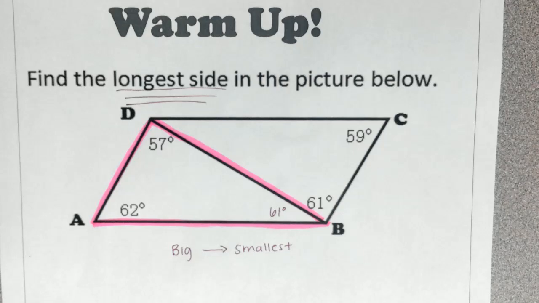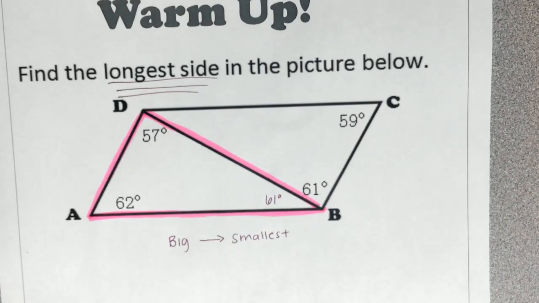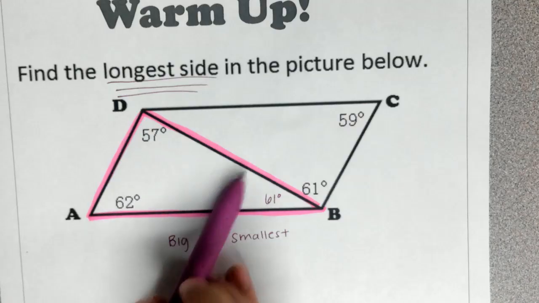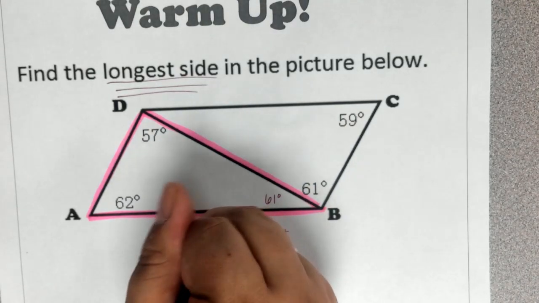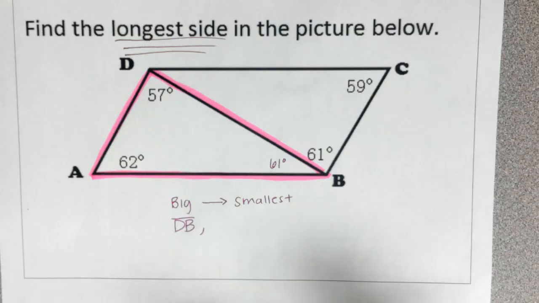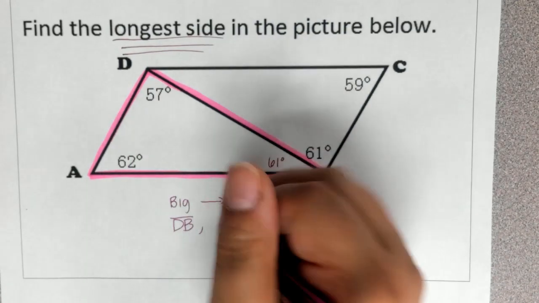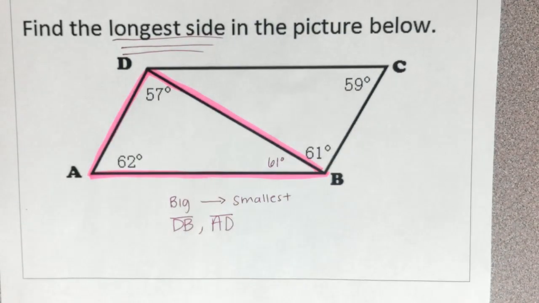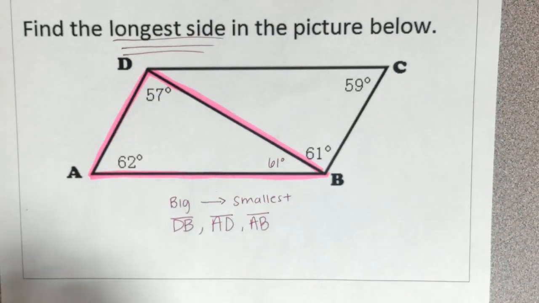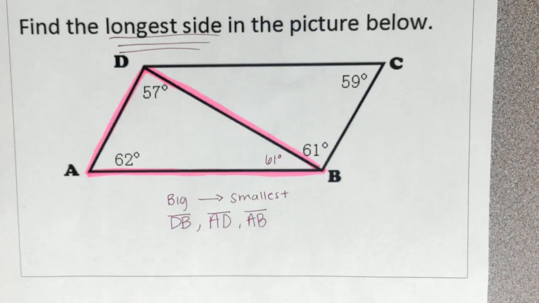Okay. What is my biggest angle in my pink triangle? 62. What is that across from? DB. What is my next biggest angle? 61. What's across from that? AD. And my smallest angle is across from AB. Is everybody in here comfortable with that?